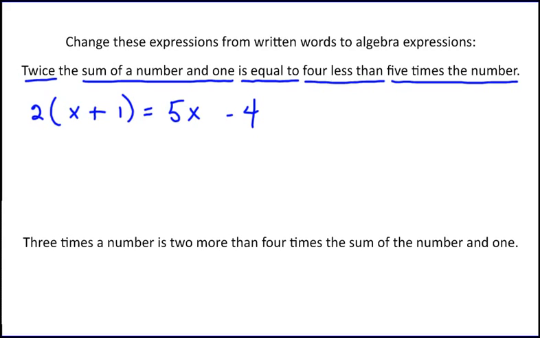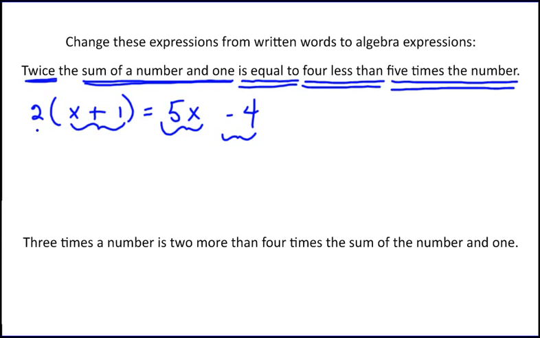Let's look at this once more. Twice means that we put the 2 down. The sum of a number and 1 is right here. Is equal to is the equal sign. 4 less than is right here, and then 5 times the number is here.